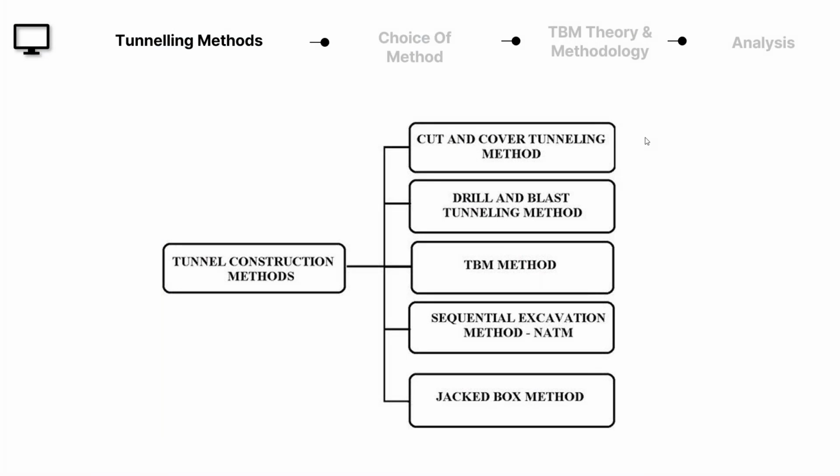Now, tunneling or tunnel construction methods can be divided into various types. I'm quite sure I have missed a few in these, but there are more too. So I'll just cover the most used ones. That is, at first, cut and cover tunnel. It is basically for, let's say, subway stations or tunnels which have almost negligible overburden.